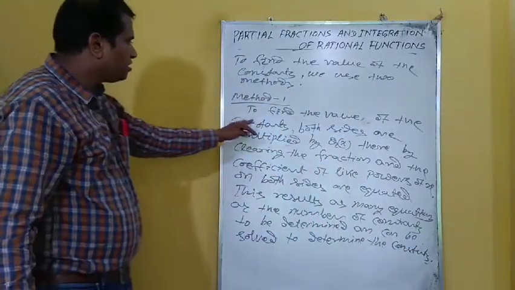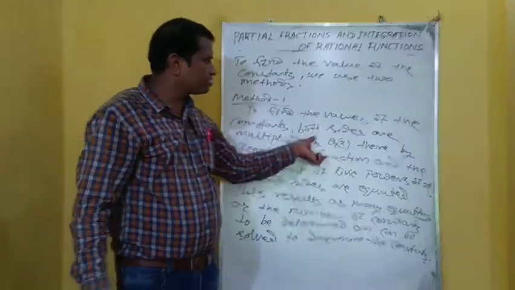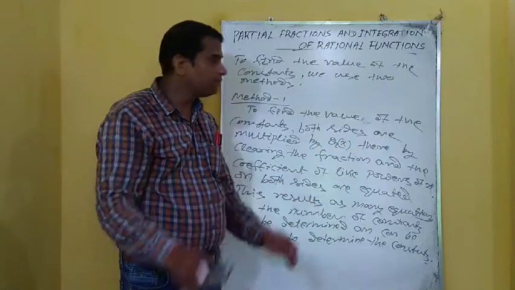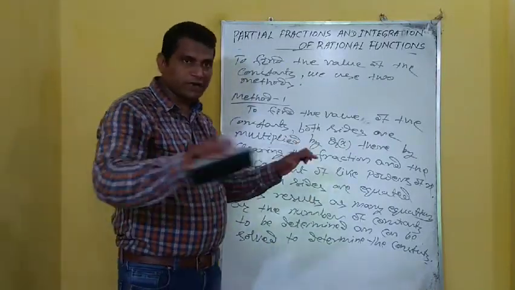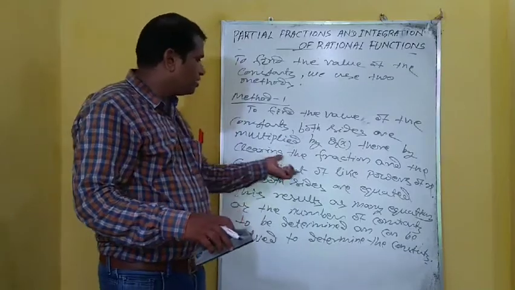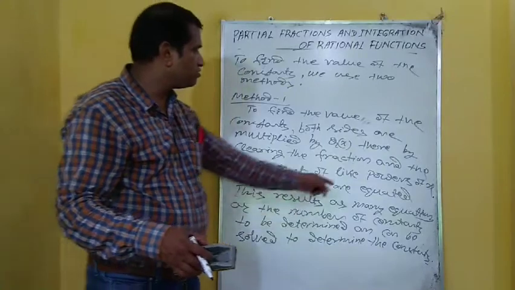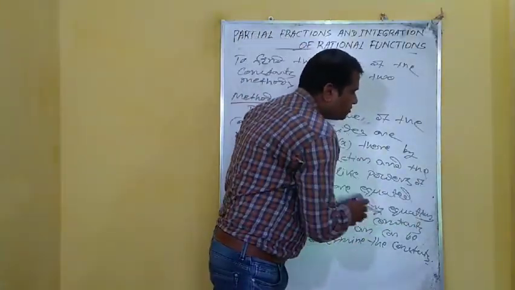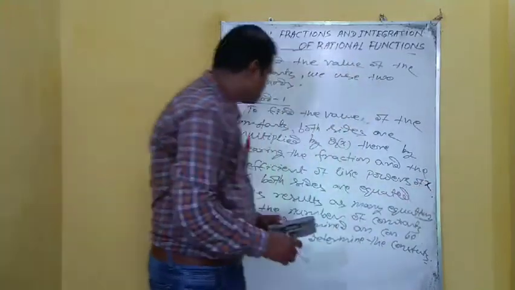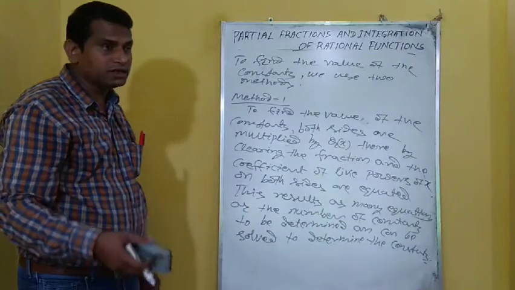Next, in this method, first we multiply q of x on both sides of the proper algebraic fraction. That is called clearing the fraction. Then we equate the coefficients of like powers of x. Here we take the variable as x. Like powers of x on both sides. This results in as many equations as the number of constants to be determined.